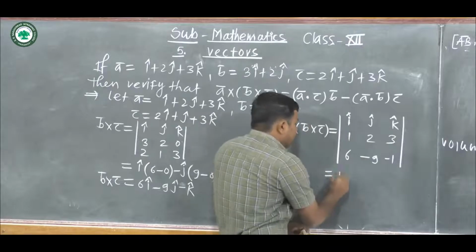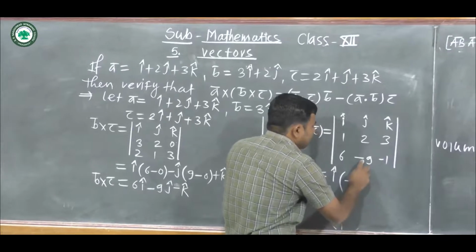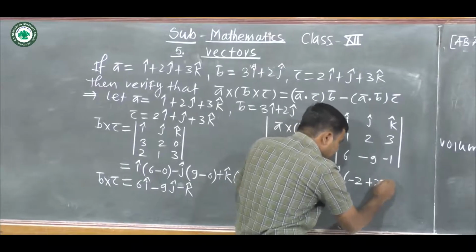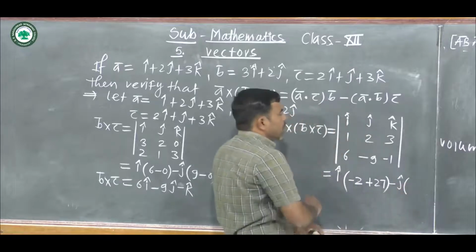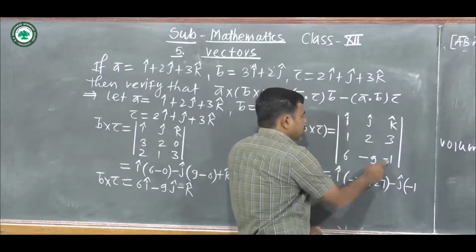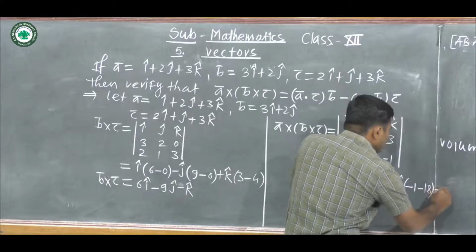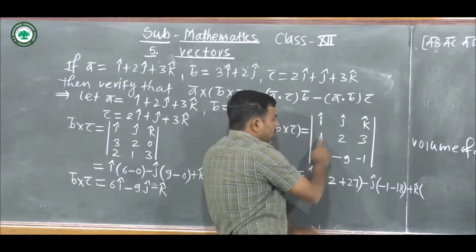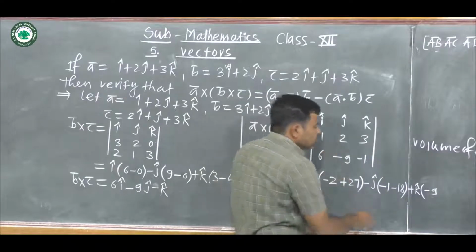It is equal to i cap in bracket 2 into minus 1 minus 2, minus minus 9 into 3 minus 27, minus of minus 27 plus 27, minus j cap in bracket. Now leave first row second column, 1 into minus 1 minus 1, minus 6 into 3 minus 18, plus k cap in bracket, leave first row third column, 1 into minus 9 minus 9, minus 6 into 2 is 12.